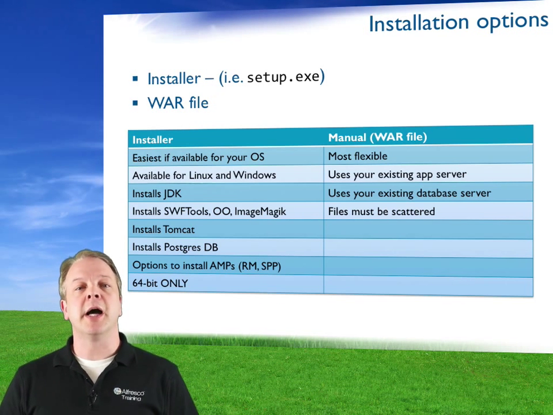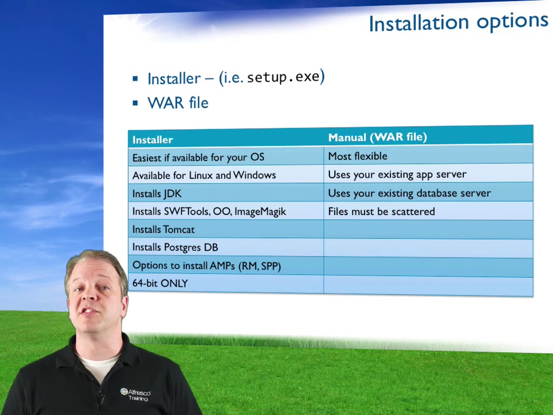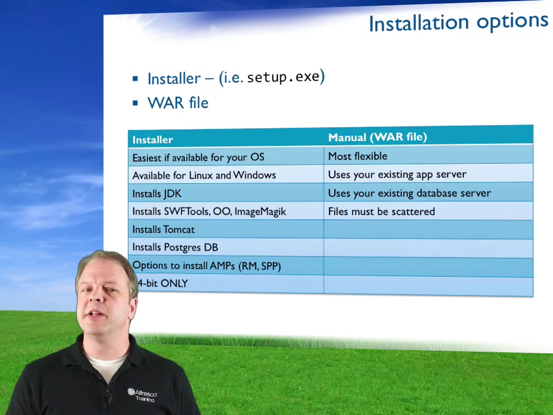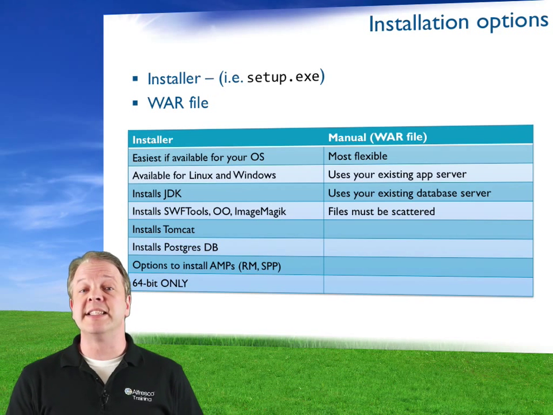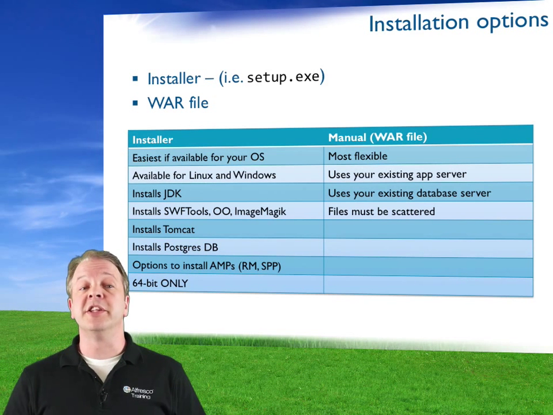Now you do have a couple of options for installing Alfresco. The easiest is to use the installer option. This is available on most Linux and Windows operating systems, and there is some limitation that it is only available on 64-bit OSs, but if you are running one of those operating systems, it is the easiest option to get Alfresco installed. It gives you the option to install the JDK, Swift tools, OpenOffice, as well as some of the other third-party tools, including Tomcat and the Postgres database.